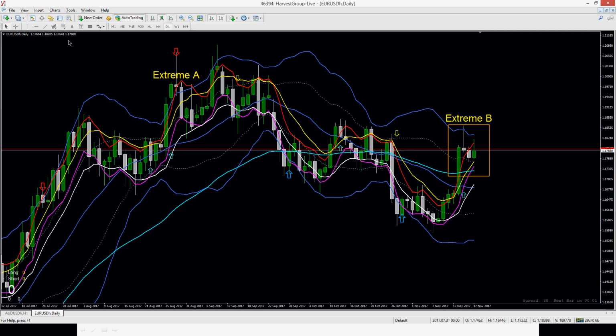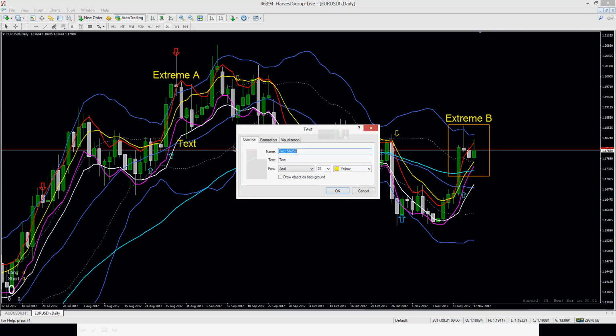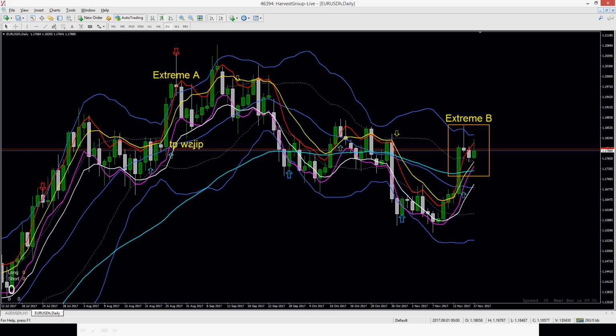So we have extreme A over here, then obviously we will have TP Wajib over here. That's TP Wajib because whenever you have extreme A, the take profit will be at MA5 low, MA10 low, or mid BB. But to be safe, I'd rather take my profit on MA5 low.